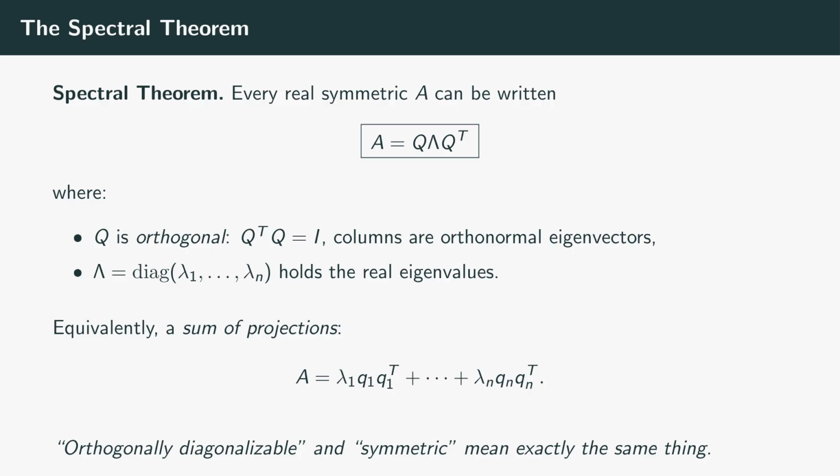There is an equivalent and very revealing form: A is the sum, over each eigenvalue, of that eigenvalue times the outer product of its unit eigenvector with itself. Each outer product is a projection onto an eigendirection, so a symmetric matrix is literally a weighted sum of projections onto perpendicular axes. And here is the deep fact: a matrix is orthogonally diagonalizable if and only if it is symmetric. The two notions coincide perfectly.